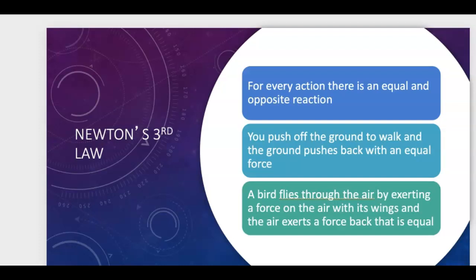When you push off the ground to walk, the ground pushes back with an equal force. When we're walking on concrete, we don't notice this as much. But if you walk along a beach, or say you're walking on nice plush carpeting, you can feel the pushback from the floor. When a bird flies through the air by exerting a force on the air with its wings, the air exerts a force back, forcing those wings up so that they can actually lift their wings.